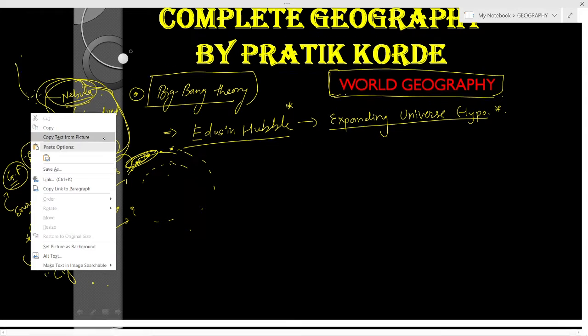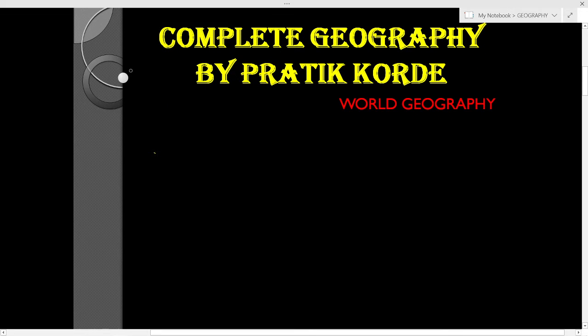The next one is important: to study the various planets. For example, this is our sun, and Mercury, Venus, Earth, Mars. Then there is Jupiter, Saturn, Uranus, Neptune, and the dwarf, that is Pluto. Pluto is not a planet, basically it's a dwarf planet. So here, between Mars and Jupiter, there is an asteroid belt.